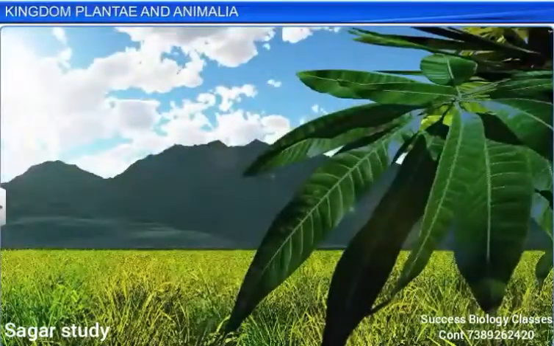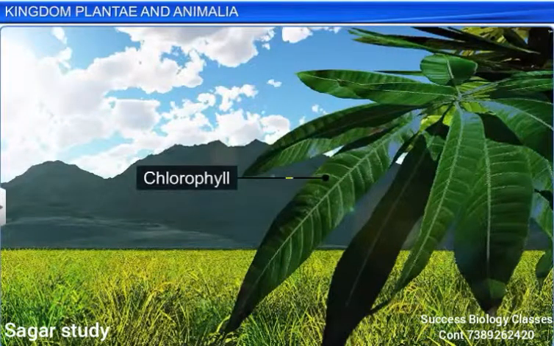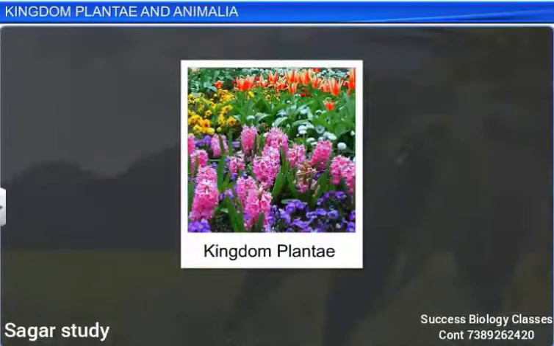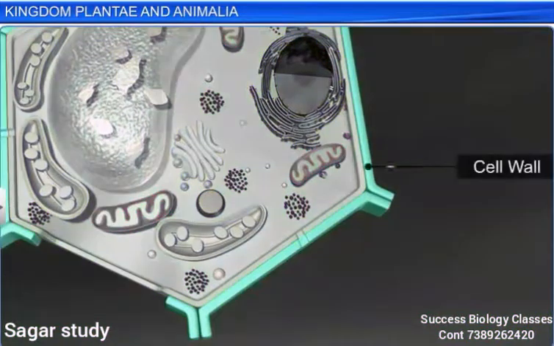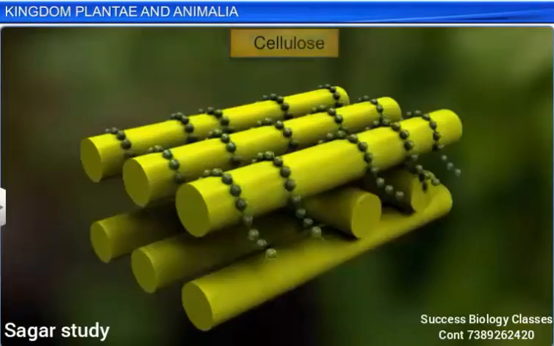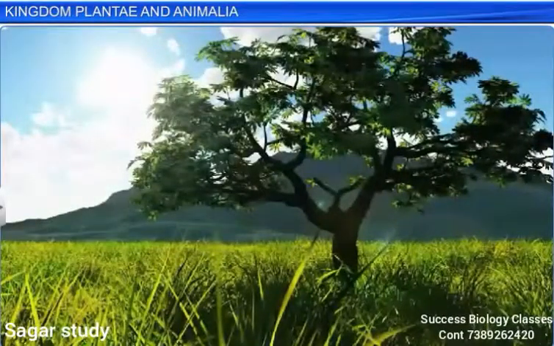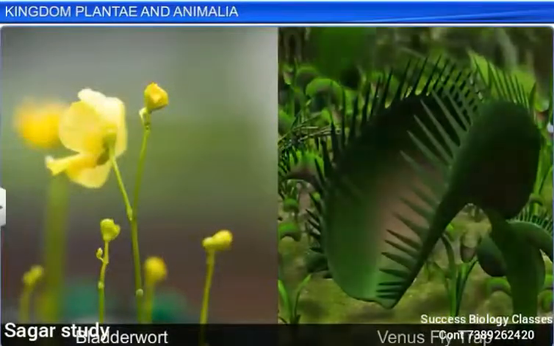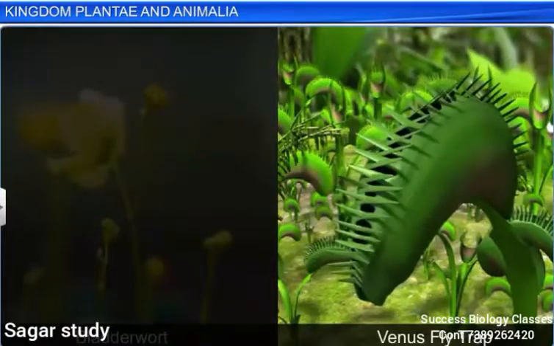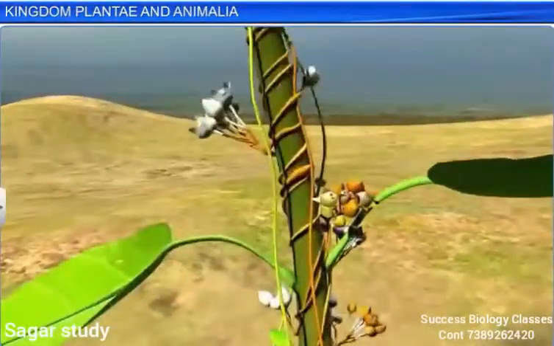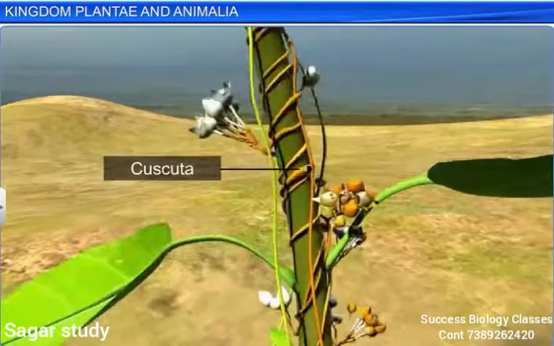All eukaryotic, chlorophyll-containing organisms, that is, plants, fall under kingdom Plantae. Plant cells are characterized by the presence of a cell wall, which is made up of cellulose. While most plants are autotrophs, some plants such as bladderwort and Venus flytrap are also insectivorous. Some of them, such as Cuscuta, are also parasites.